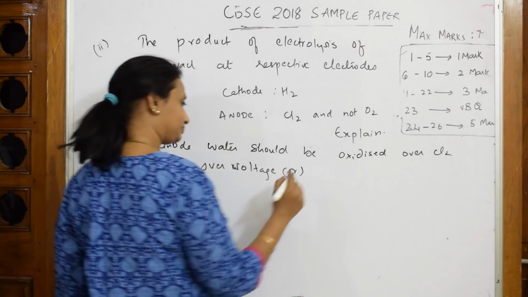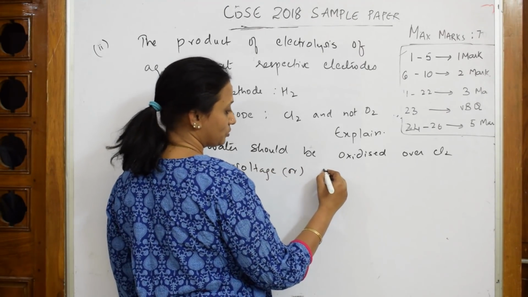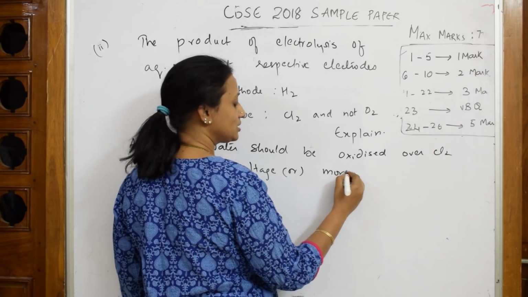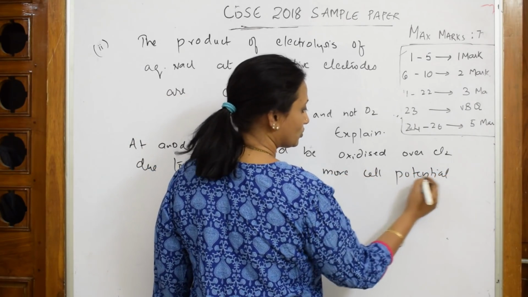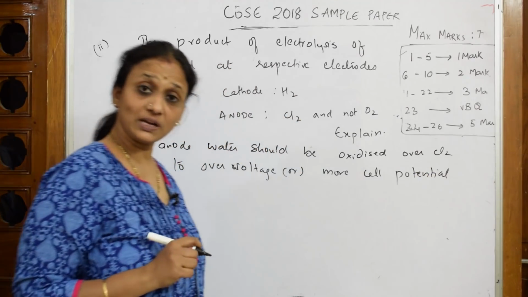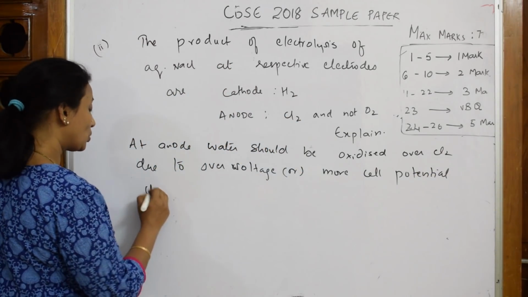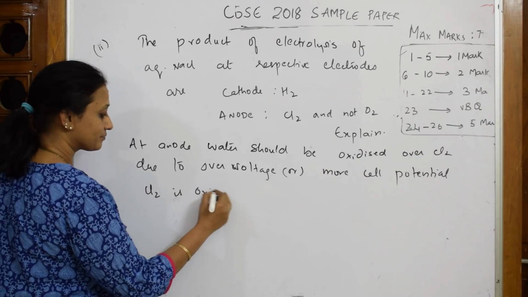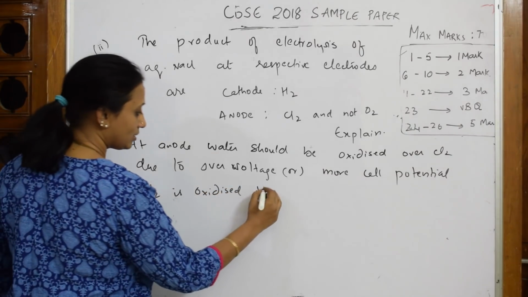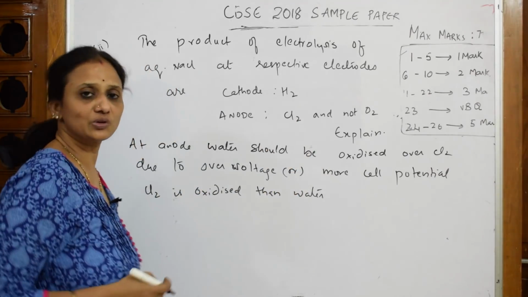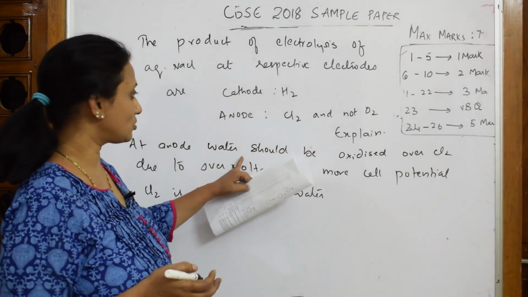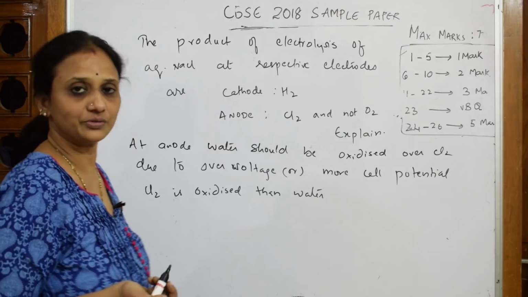Due to more cell potential, voltage, more cell potential, what will happen now? Chlorine is oxidized, then water. So now because chlorine is oxidized, you're finding chlorine at the anode. Otherwise, if water is oxidized, you'll get oxygen. So that is how you're going to write.